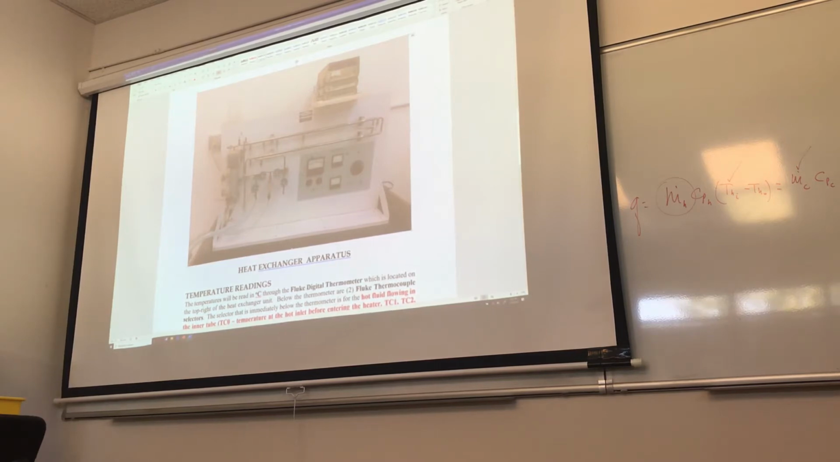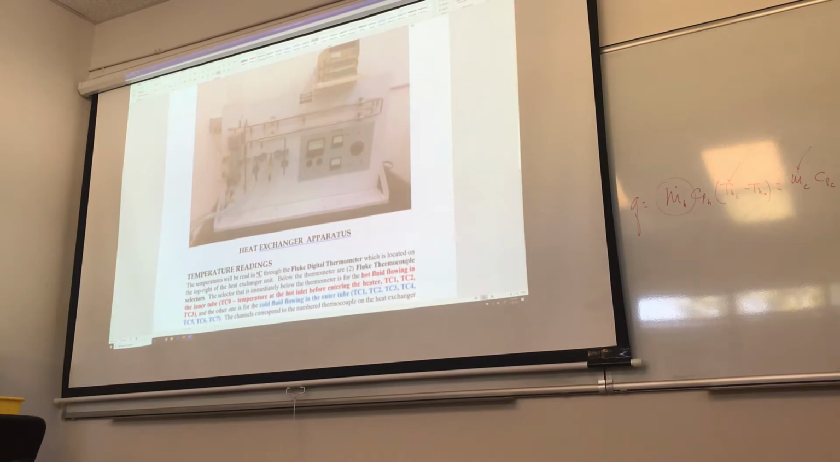It says the temperatures would be read in degrees C through the Fluke digital thermometer. That's this one here at the top, which is located on the top right of the heat exchanger unit. Below the thermometer are 2 Fluke thermocouple selectors. This is one of them. That's the other one. The selector that is immediately below the thermometer, this guy here, is for the hot fluid. That's why I put it in red, right? It's for the hot fluid in the inner tube, okay? So it says TC. TC, by the way, stands for thermocouple, right?